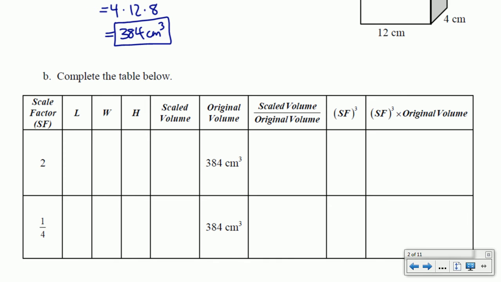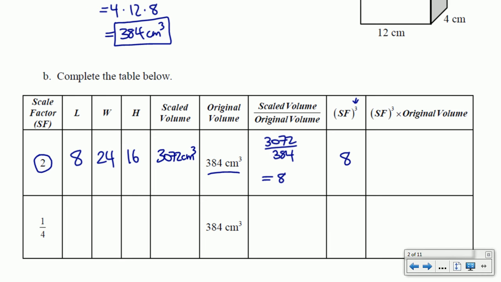The scale factor applied to the prism of 2 would give us an adjusted length of 8, an adjusted width of 24, and a height of 16, giving us a volume of 8 times 24 times 16, which gives us 3,072 centimeters cubed. If we divide that result by 384, we get 8. Next we need to cube the scale factor. So 2 cubed, 2 times 2 times 2 is 8. And if we multiply that number by the original volume, 8 times 384 gives us 3,072 centimeters cubed.